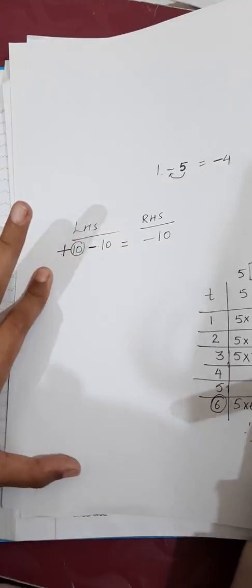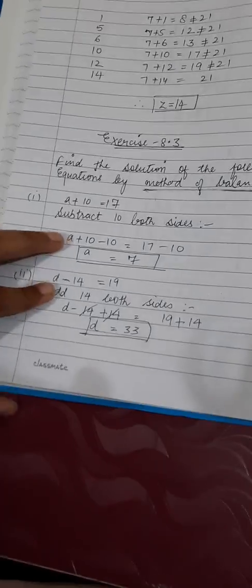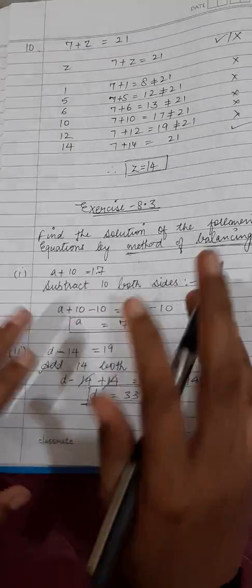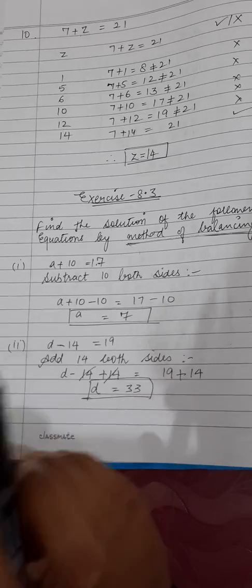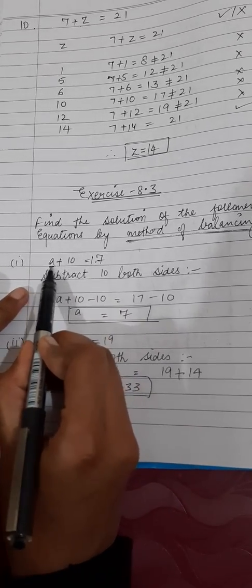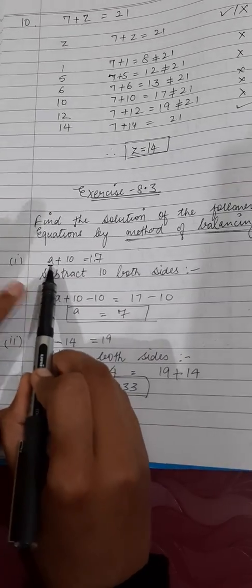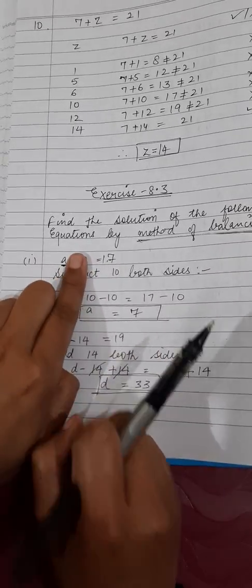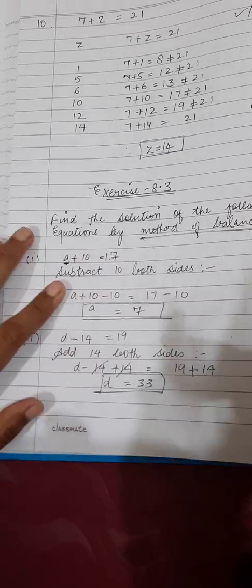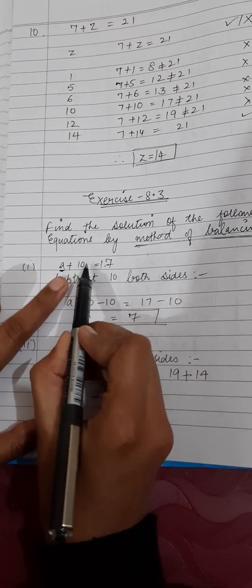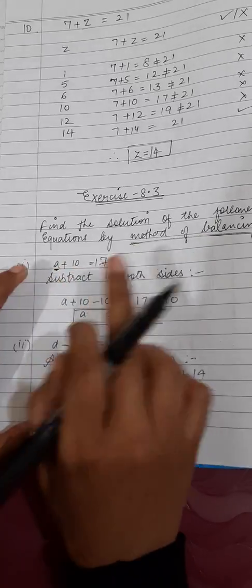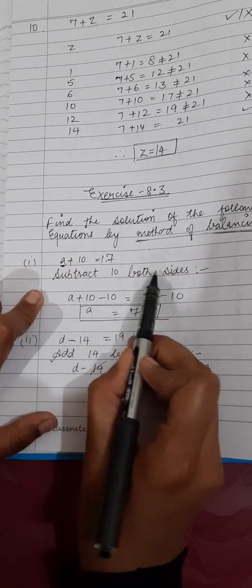Okay, I'll explain with the help of the questions. The first is a plus 10 is equal to 17. You have to solve this with the method of balancing. Now in this, you have to find the value of this variable. To find the value of this variable, you have to eradicate this. You have to remove this plus 10. And how will you remove plus 10? See, I am going to remove this by subtracting the same number, which is 10, on both sides. So I'm going to subtract 10 on both sides.